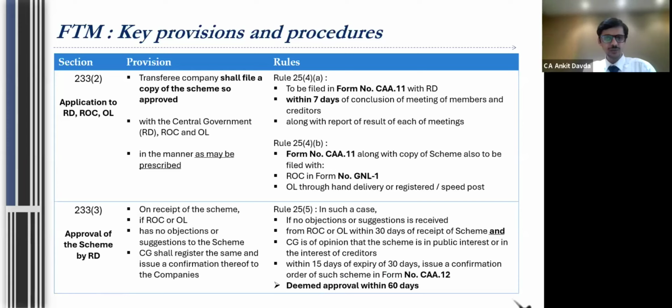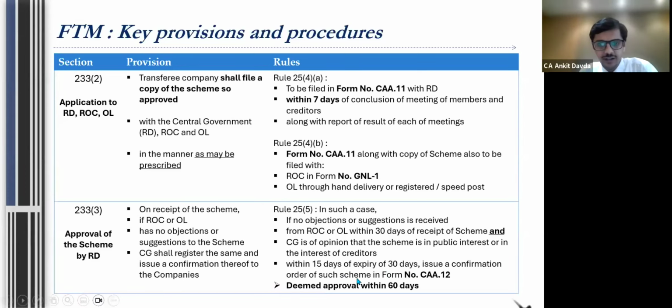So CAA 12 is a one-pager order which just confirms that the so-and-so companies have filed an application and this is approved subject to certain conditions. Generally, they prescribe some standard on accounting treatment and certain other things, but it is a one-page order only, unlike an NCLT order, which generally runs into 5-10 pages. So it is a very simplified process.